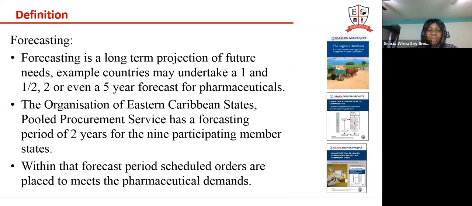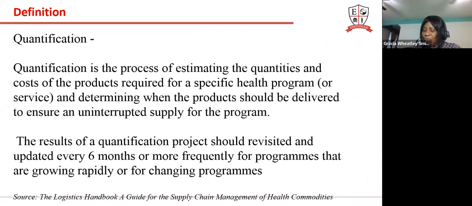The Organization of the Eastern Caribbean States Pooled Procurement Service, of which we are a part, it is of 9 countries in the Caribbean, has a forecasting period of 2 years. Within that forecasted period, then we have scheduled orders which are placed to meet the pharmaceutical demands of all 9 countries. What is quantification?